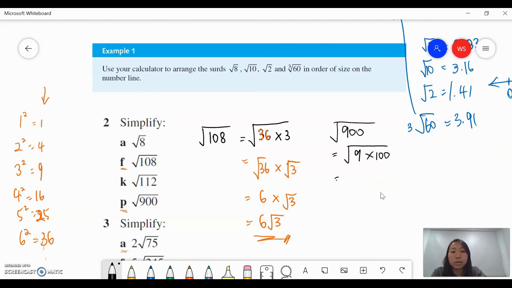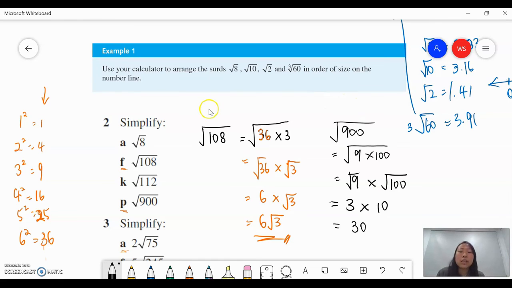Okay, so nice and easy over here. Square root of 9, let's detach that from the square root of 100. Simplifying that, you get 3 times 10. So square root of 9 gives you 3, square root of 100 gives you 10, and then on the final stage, multiplying that to be 30, right?